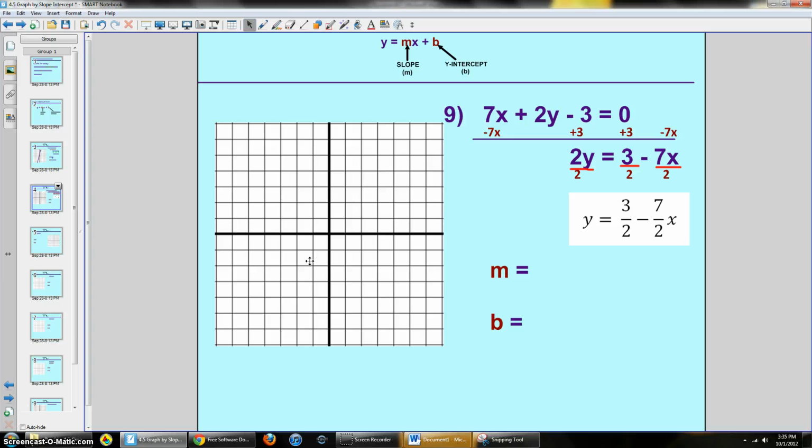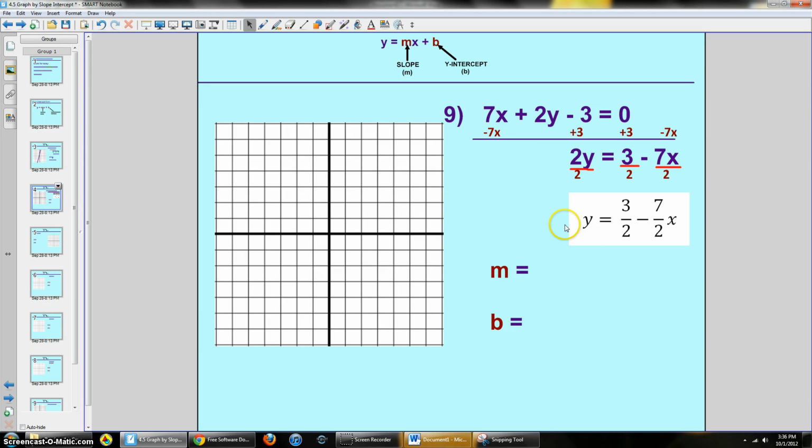Okay, if you've solved correctly, the first thing you've done, either in 2 steps or in 1, is you've subtracted a 7x from both sides and added a 3 to both sides. That'll get you 2y equals 3 minus 7x. We've all done this a million times. At this point, you need to divide each and every term by 2. Make sure you divide every term by 2, not just the ones that you're most interested in.